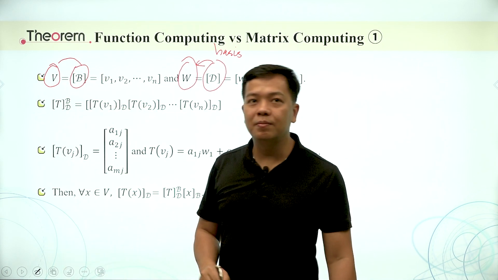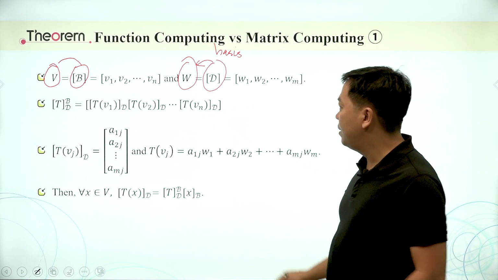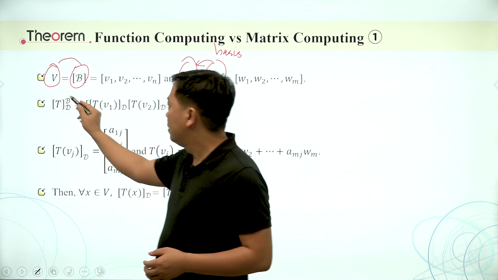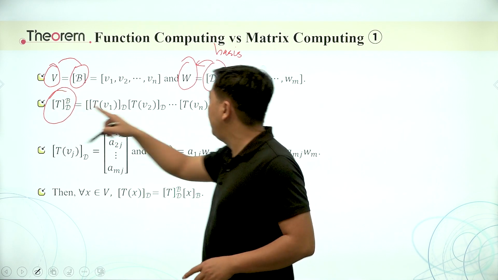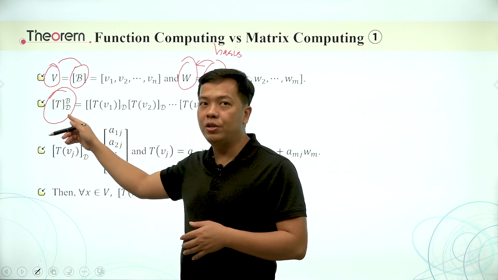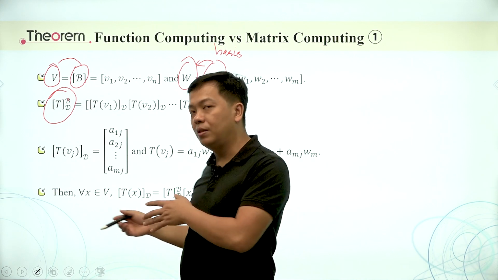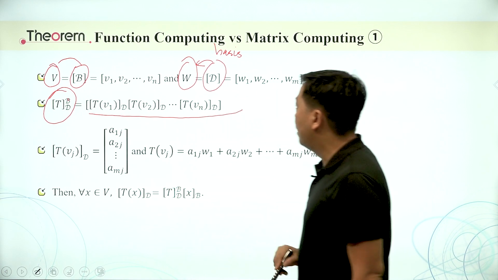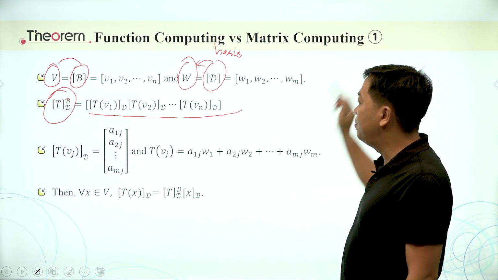This slide is much better, I think. After we use a linear transform between V and W, we have a kind of matrix representation. So the relationship between B and D based on the linear operator is equal to this part. And that is for matrix computation.